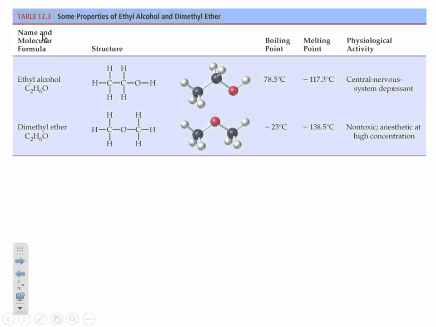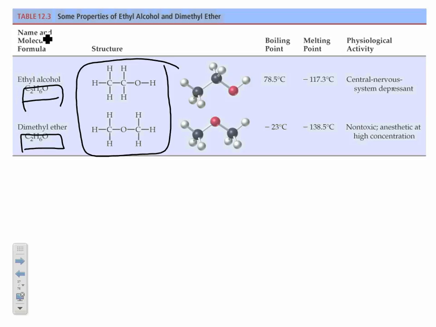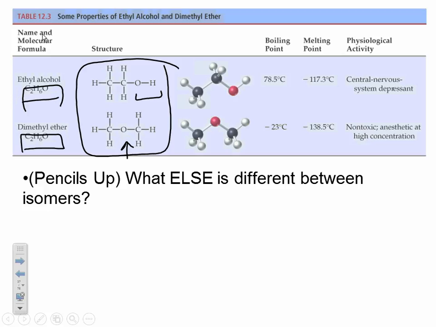So pencil back up. What I have in this chart is the C2H6O and the C2H6O that we were looking at before. So these are the 2 different arrangements of it. Again, with the OH on the end versus the oxygen in the middle. What else is different between isomers? Because having the structural formula be different actually leads to many, many other differences as well.